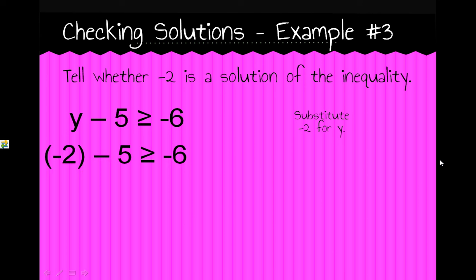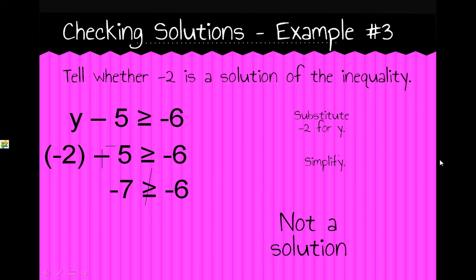So all I did was plug in a negative 2, and then we're going to simplify. Solve on the left, keep change. Negative 2 plus a negative 5 gives me a negative 7. And we look, is that greater than or equal to a negative 6? No, it is not. Negative 7 is less than a negative 6. So a negative 2 is not a solution.